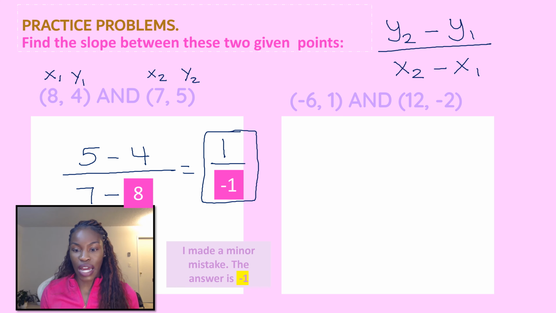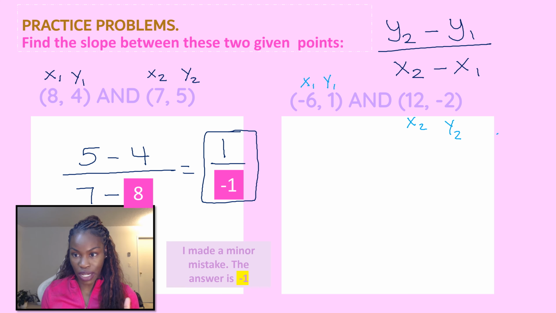So again, I like to label my points. So I'm going to label this x1, y1. I'll just label it down here, x2, y2. And what I love about these is that they have negatives. So you're gonna be able to see some magic. Okay, so let's go ahead and write these down.